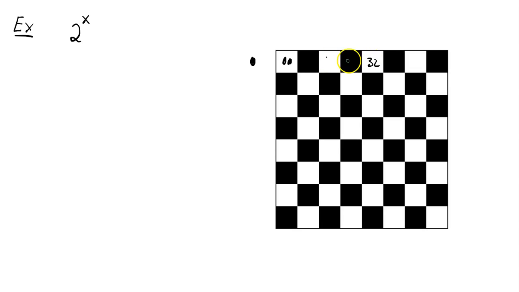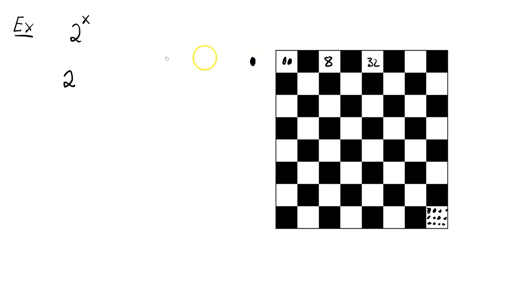So what did I say now? 16, 8, and 8 here, and so on. How many raisins will I have here on the last square if I double each time?